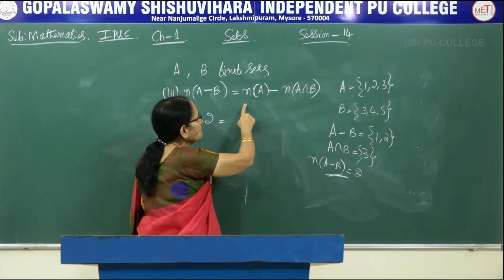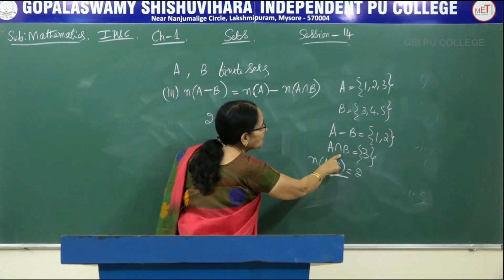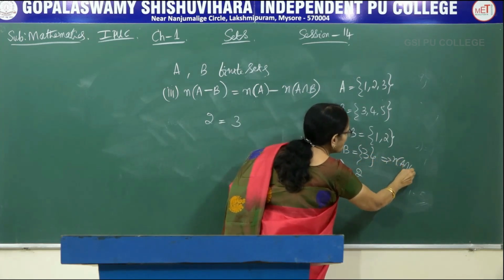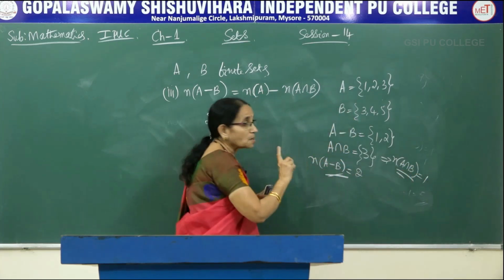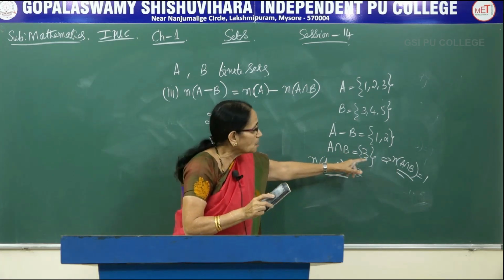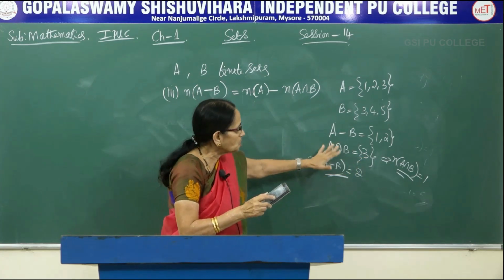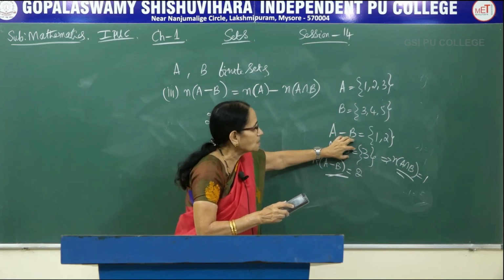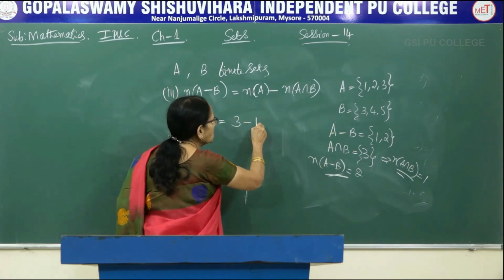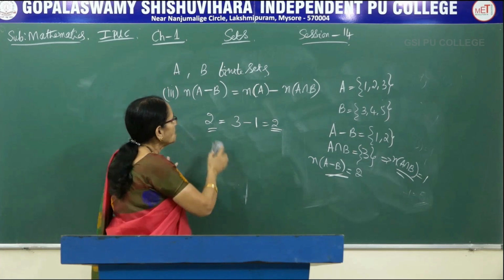Now, take the right hand side. N of A, how many elements are there? N of A means it is 3. And N of A intersection B. See, A intersection B is {3}, that implies that N of A intersection B is equal to 1. Don't get confused here. A intersection B is a set, it gives the exact elements. N of A intersection B gives the number of elements in that set. These are two different things. So A intersection B has got only one element. So I can write it as 3 minus 1, that is 2. That means the left hand side equals the right hand side. This is how we have to calculate.